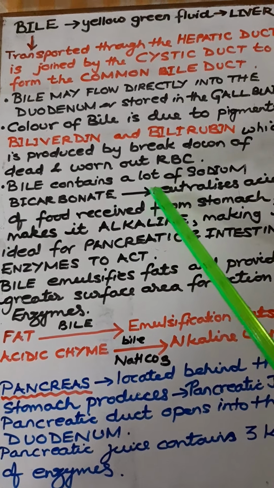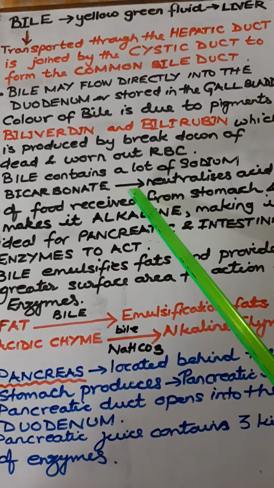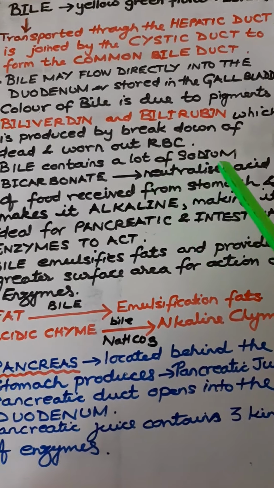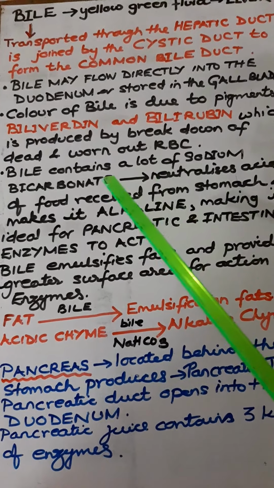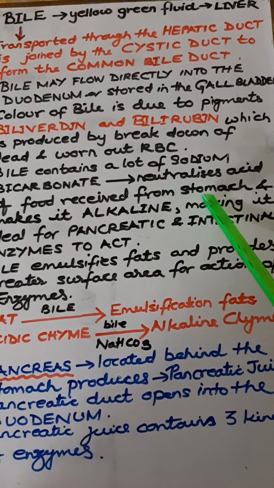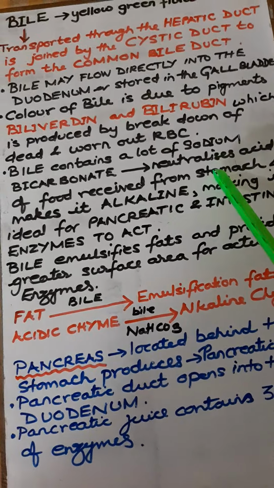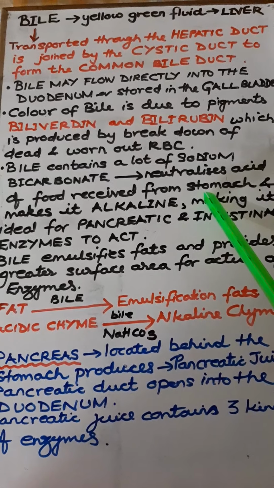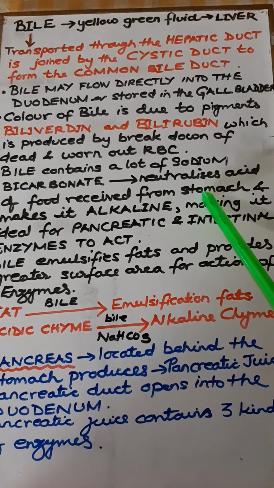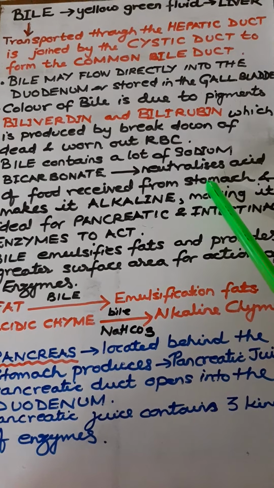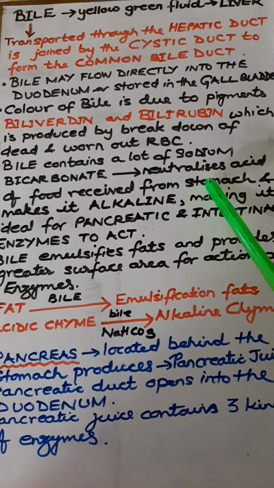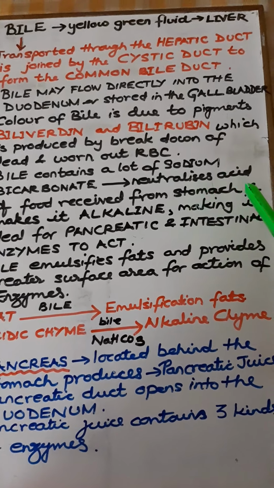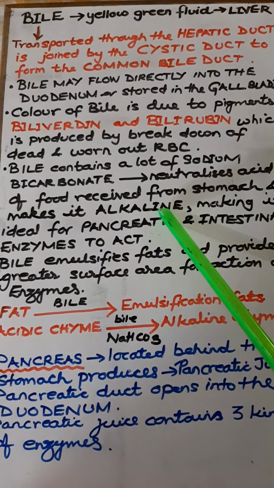Because it contains sodium bicarbonate, it neutralizes the acid of the food received from the stomach, because the food coming from the stomach is acidic. The sodium bicarbonate which is present in the bile neutralizes the acid content of the food which comes from the stomach and makes it alkaline.